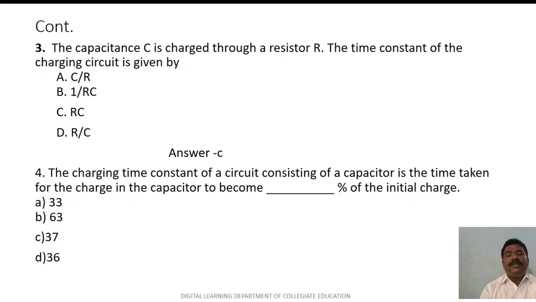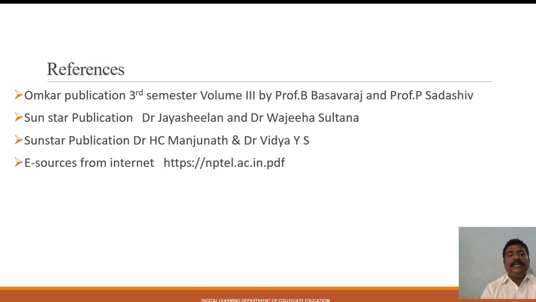The charging time constant of a capacitor is the time taken for the charge on the capacitor to become what percentage of the initial value. I told you that when T is equal to lambda, that is R into C, the capacitor charges to 63%, which means the charge decreases by 37% of its initial value. So the answer is 37%.